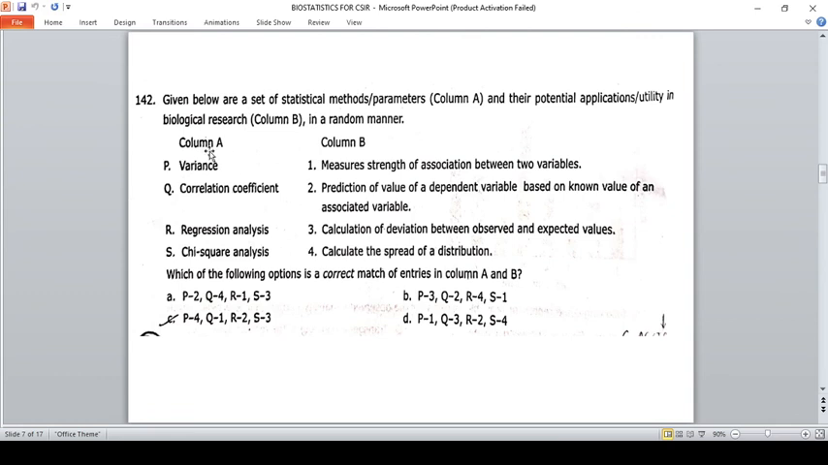First they have given column A and column B. Variance is used to calculate the spread of a distribution. Correlation coefficient is used to determine the strength of association between two variables. Regression analysis means we can predict the value of the dependent variable based on a known value of the associated variable; the dependent variable is yield of wheat, and the associated variable is fertilizer. Chi-square analysis is used to calculate the deviation between the observed value and the expected value.